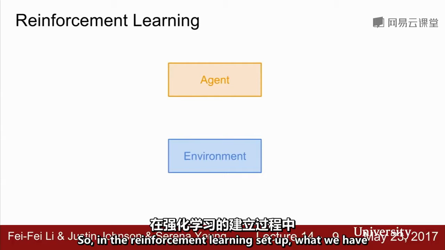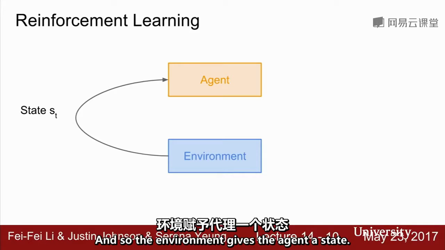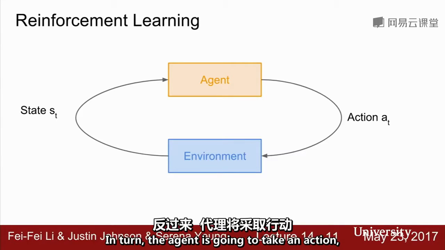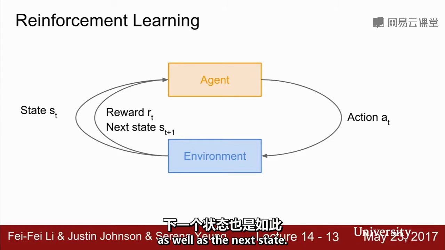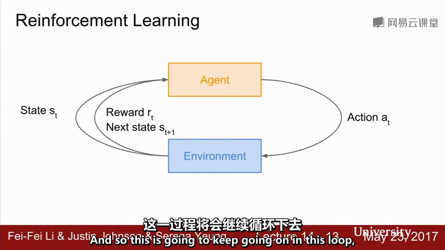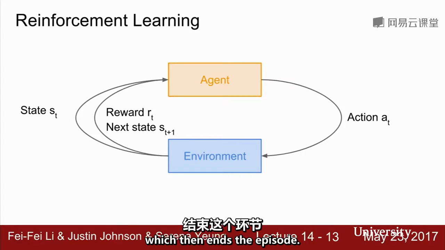So in the reinforcement learning setup, what we have is an agent and an environment. The environment gives the agent a state. In turn, the agent is going to take an action, and then the environment is going to give back a reward, as well as this next state. This is going to keep going on in this loop on and on until the environment gives back a terminal state, which then ends the episode.